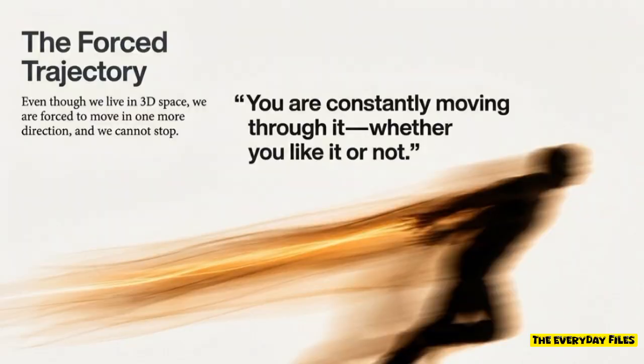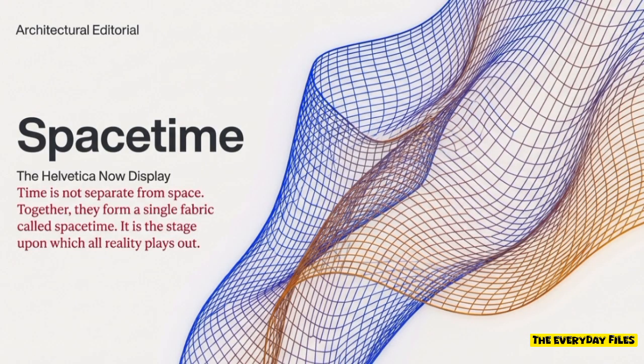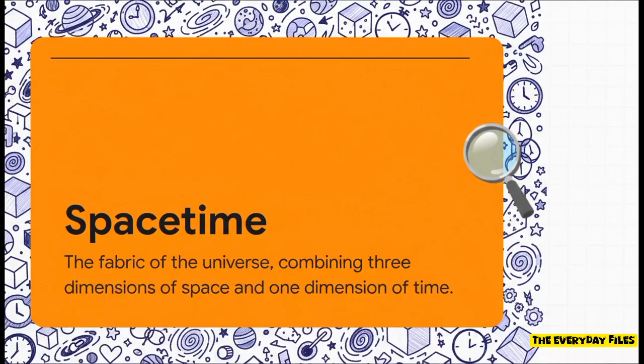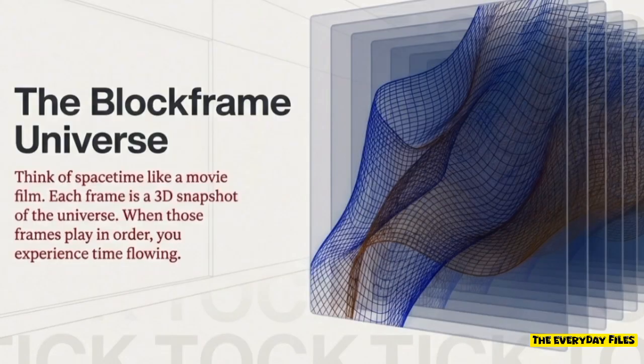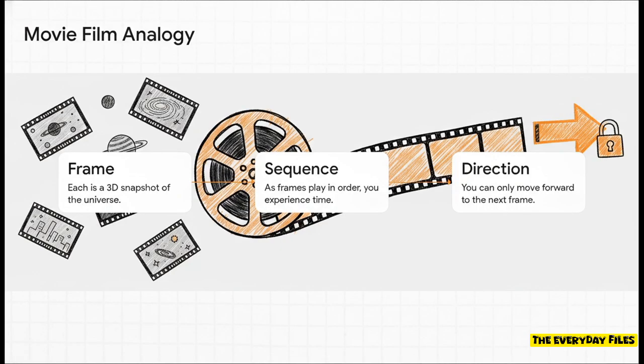This whole four-dimensional thing, it actually has a name. It's called spacetime. And it's the real fabric of our universe. Think of it like a woven blanket where space and time are the threads. You can't separate them. They are completely and totally linked together. A really good way to think about this is the movie-film analogy. So imagine the entire universe is like a giant reel of film. Each individual frame on that film, that's a perfect, frozen, 3D snapshot of everything in the universe at one single moment. Now, when you play those frames one after another, what do you get? You get the flow of time.